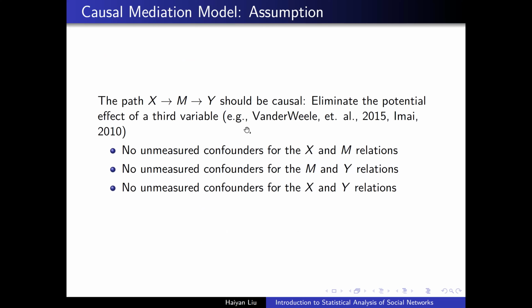In order to make it causal, we needed to eliminate the potential effects of a third variable. We must make sure that there are no third variables to confound or predict X, M, and Y. So basically, no unmeasured confounders for the X and M relationship, no unmeasured confounders for the M and Y relationship, and no unmeasured confounders for the X and Y relationship.